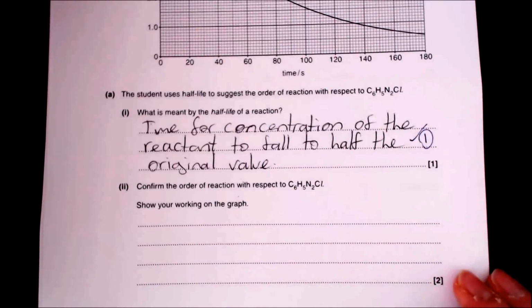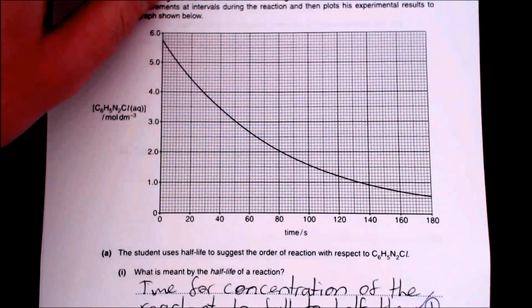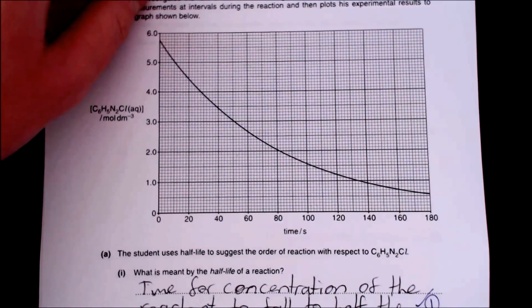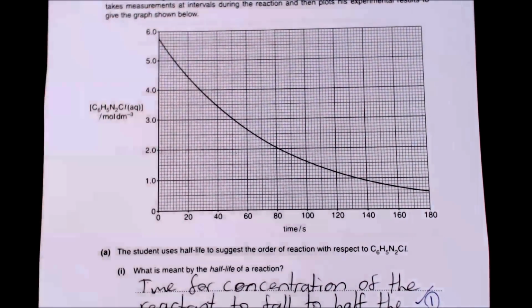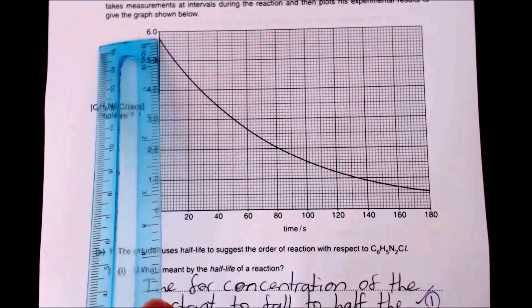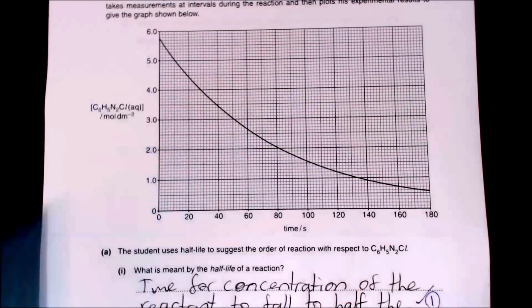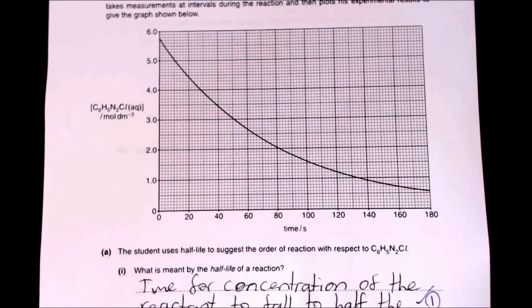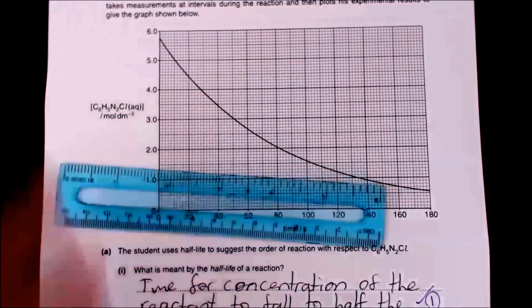So if I go back up towards the top, half-life, like we said before, was the time for the concentration of the reactant to fall to half the original value. So we're going to start at the top here, and you can see this is coming in at about 5.8. If we find half of that, that should be around the 2.9 area.